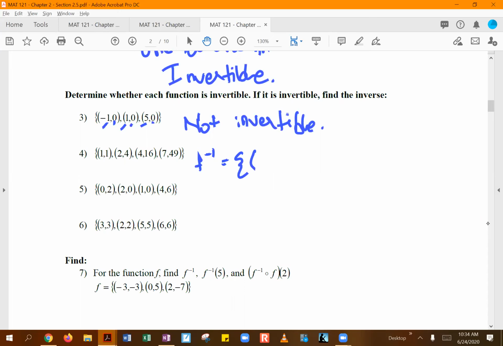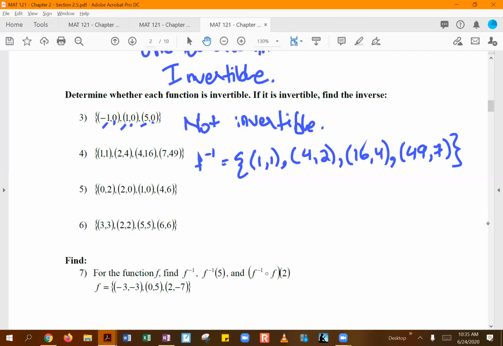So of course, 1, 1 would obviously end up staying the same. But then for the second ordered pair, you're interchanging x and y. So you would have 4, 2. We would have 16, 4. And then of course, we would have 49, 7. So that's how you're finding the inverse functions for a set of ordered pairs.